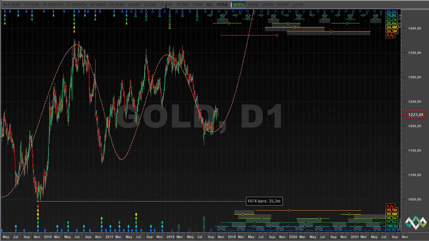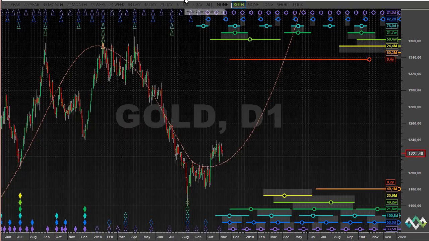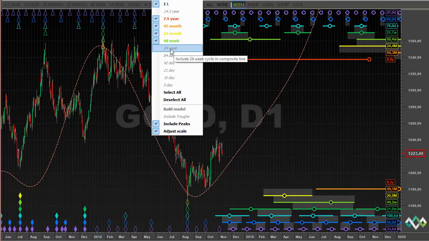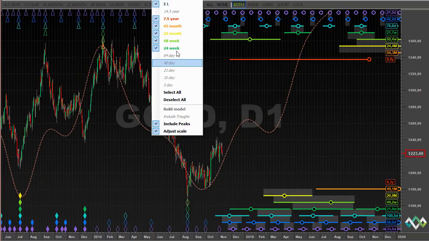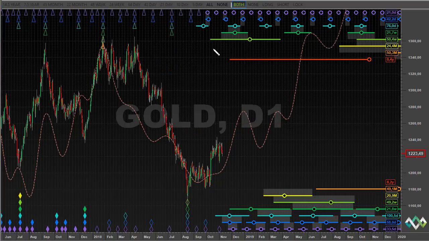So let's zoom in a little further, and let's add in the 40-week cycle into this analysis, and the shorter 24-week cycle perhaps, and let's even come down to there. There we go. All right, so I pointed out a little earlier that we have this big nest of highs over here, and here in the composite model line you can see what that nest of highs is expected to do. Price is expected to climb in to form this 40-week cycle peak, and then it's expected to come down again.